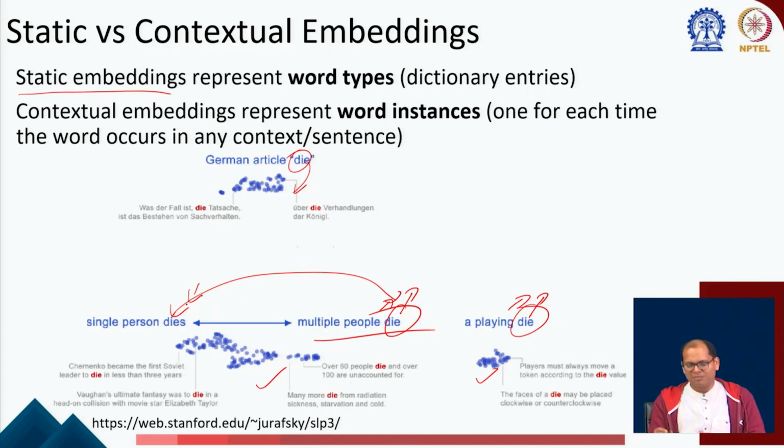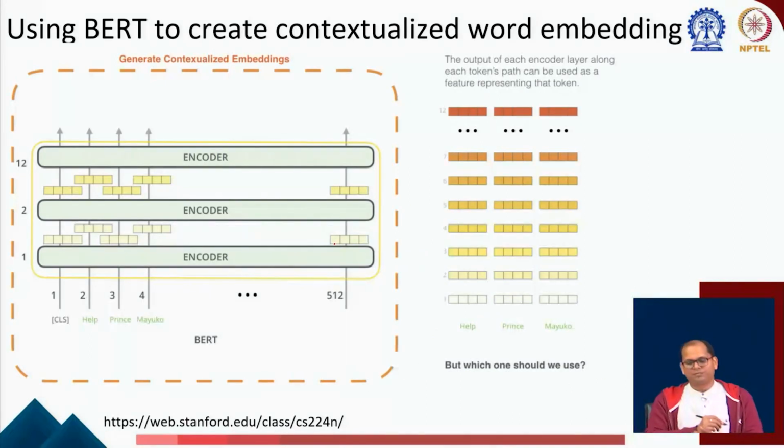This will be similar, but this will be very different from the representation for a playing die, right? So that is the idea of contextual word representation, and these all should be very different from the German die. Now, how do you get contextual representation from BERT?